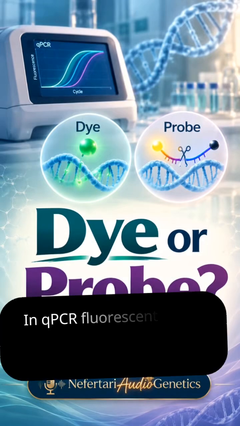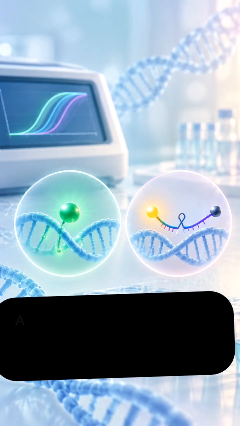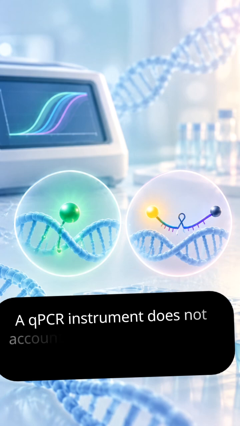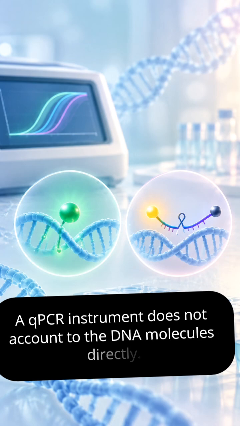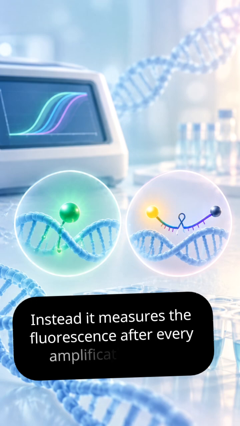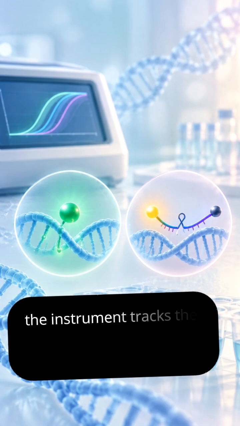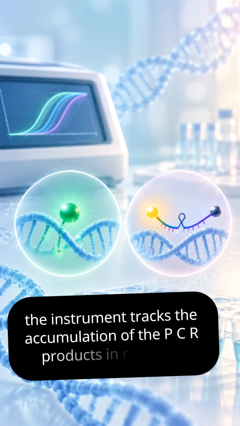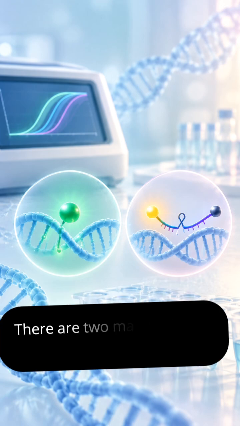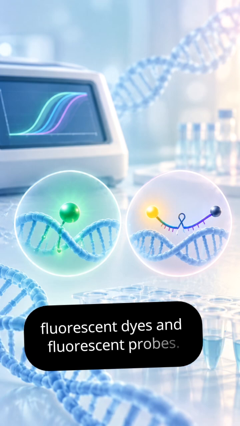In qPCR, fluorescence is the language used to detect the DNA amplification. A qPCR instrument does not count the DNA molecules directly. Instead, it measures the fluorescence after every amplification cycle. As the fluorescence signal increases, the instrument tracks the accumulation of the PCR products in real time. There are two major ways to generate this signal: fluorescent dyes and fluorescent probes.